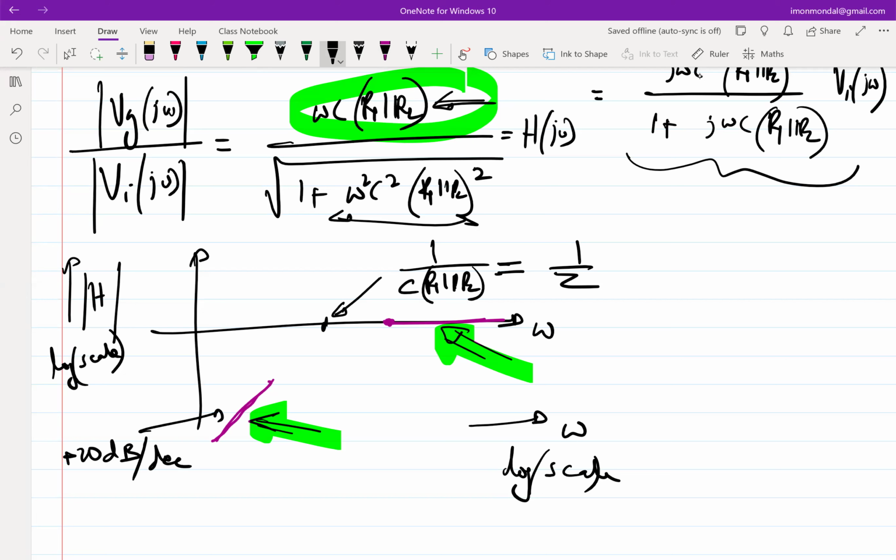So now let me ask you this. Are you aware of Bode approximations? What does it mean?